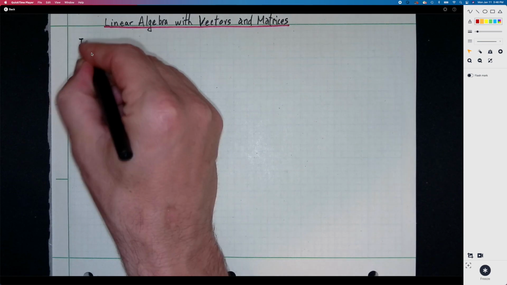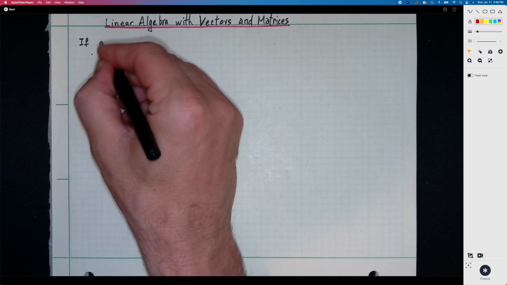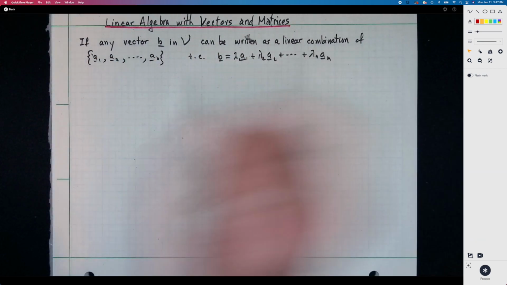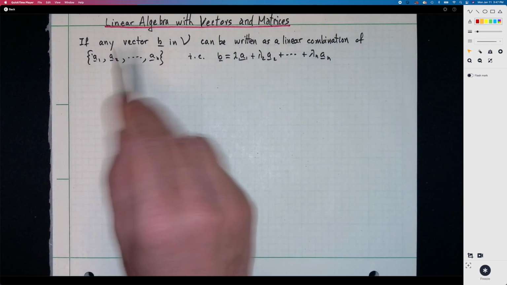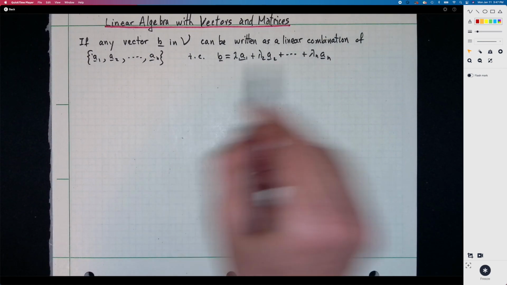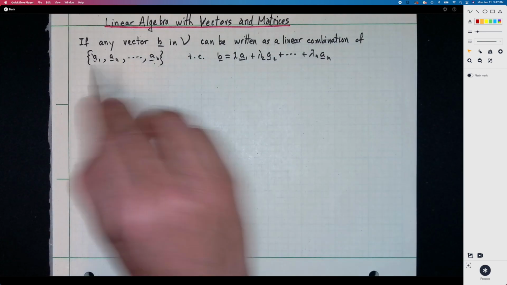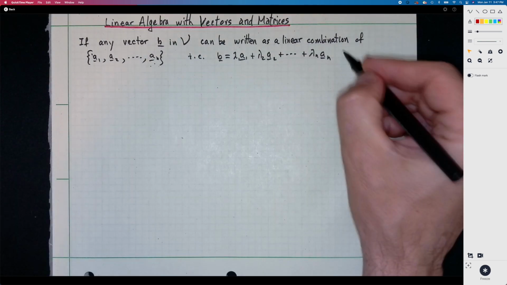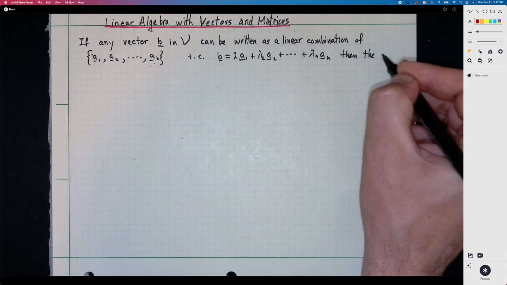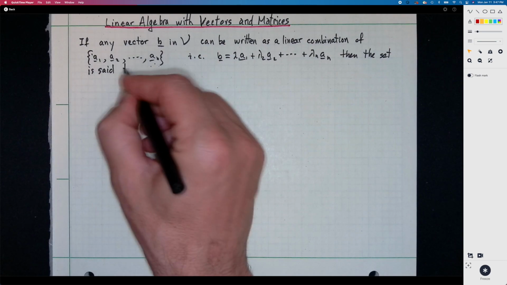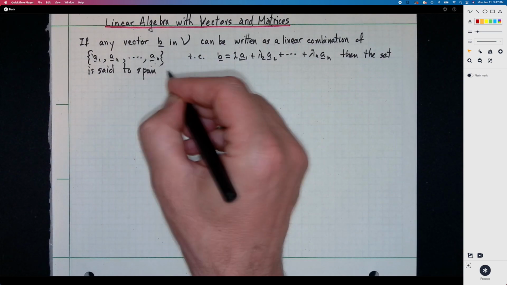All right, so we'll talk about more properties of vector spaces. If any vector in V can be written as a linear combination of a set A1, A2 up to AM, then we say that this set spans V. Then the set is said to span V.